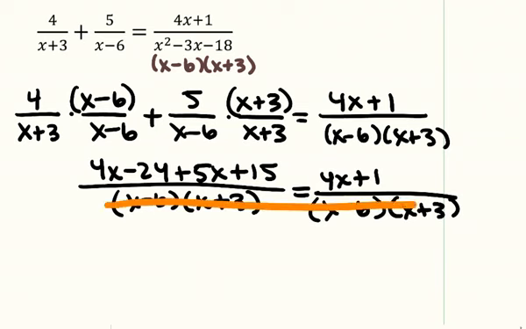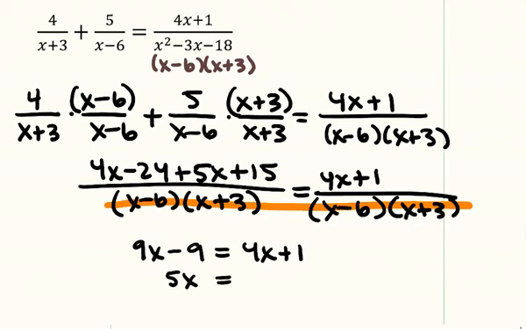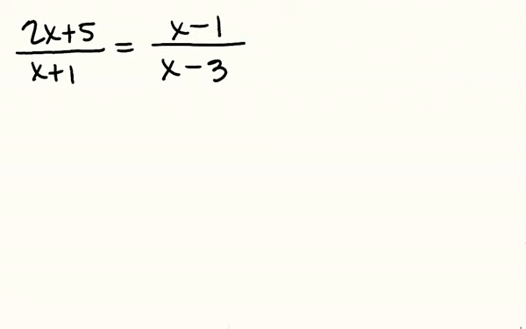We're going to clear out that denominator. And so I'm left with 4x plus 5x. I'm going to actually combine like terms right here. 9x, negative 24 plus 15 is negative 9, equaling 4x plus 1. I'm going to subtract 4x, and I'll have 5x, add 9, and I'll have 10, and I'll conclude that x is equal to 2. Now this is going to be the last one I've got for you today.